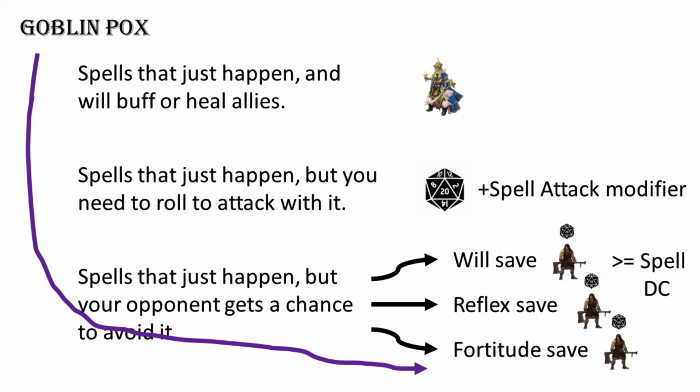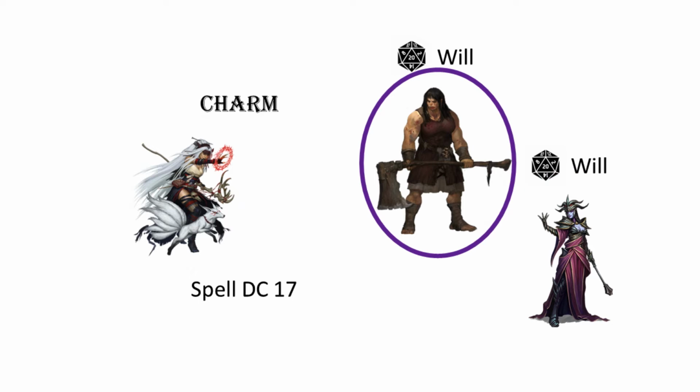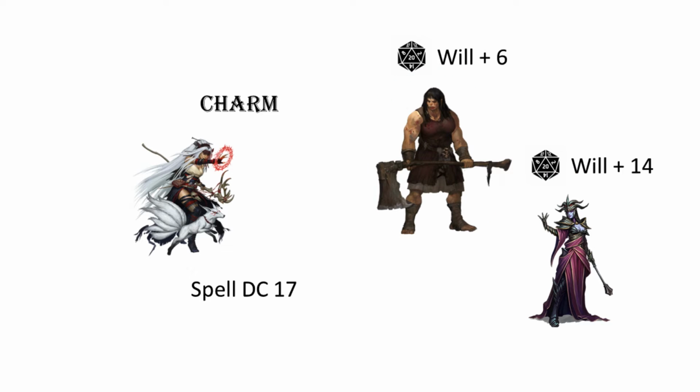You can use this information strategically in battle. Let's say you want to cast Charm, and you're currently fighting an ogre and a drow priestess. You know that to resist the charm, they will have to make a will save. Who should you target with the spell? The drow priestess, capable of incredible feats of mental strength, or this big dumb ogre? Well, let's look at their will saves. The ogre has a +6, but the drow priestess has a +14. It becomes obvious you should try to cast Charm on this ogre.